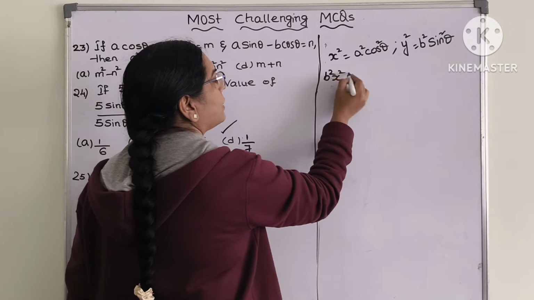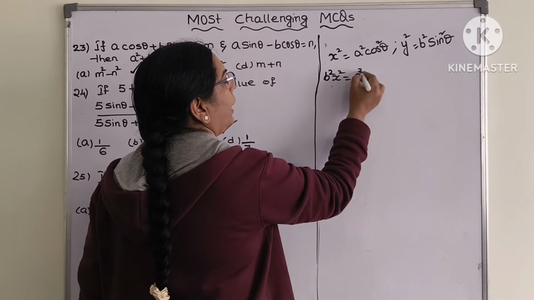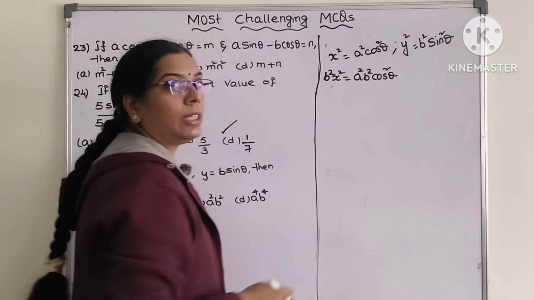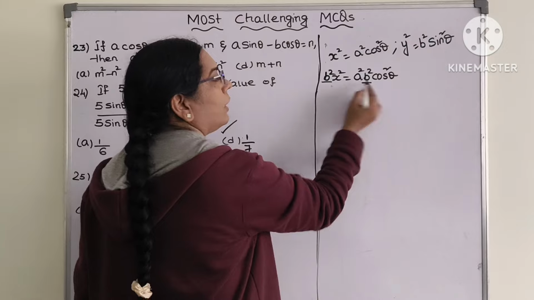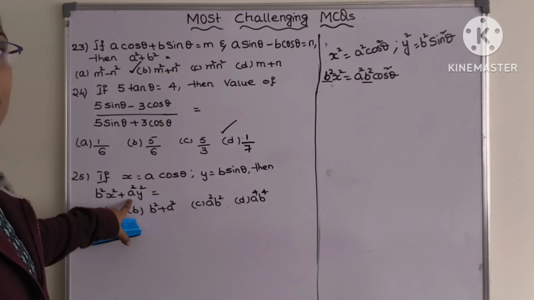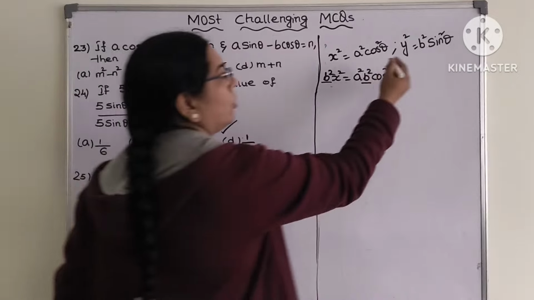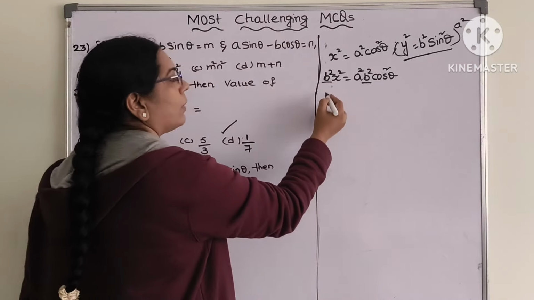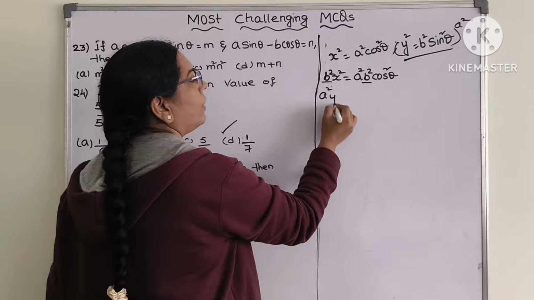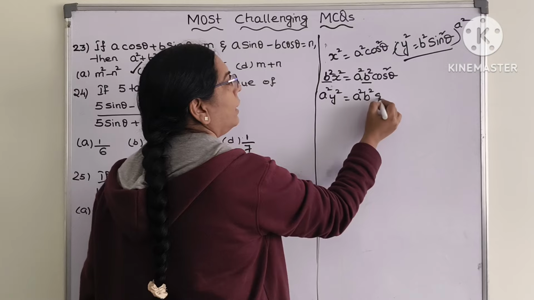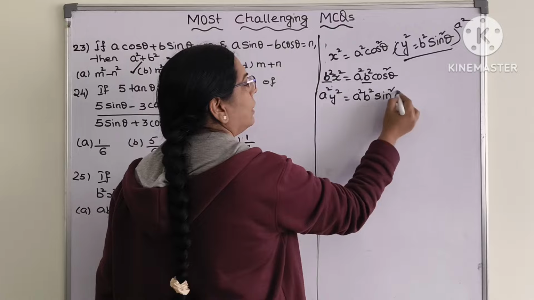Therefore, b square x square is equal to a square b square into cos square theta. What did I do, children? I multiplied b square on both sides. Similarly, for y square, there is a square next to it. So for this, I will multiply the whole expression with a square. Therefore, a square y square is equal to a square b square into sin square theta.